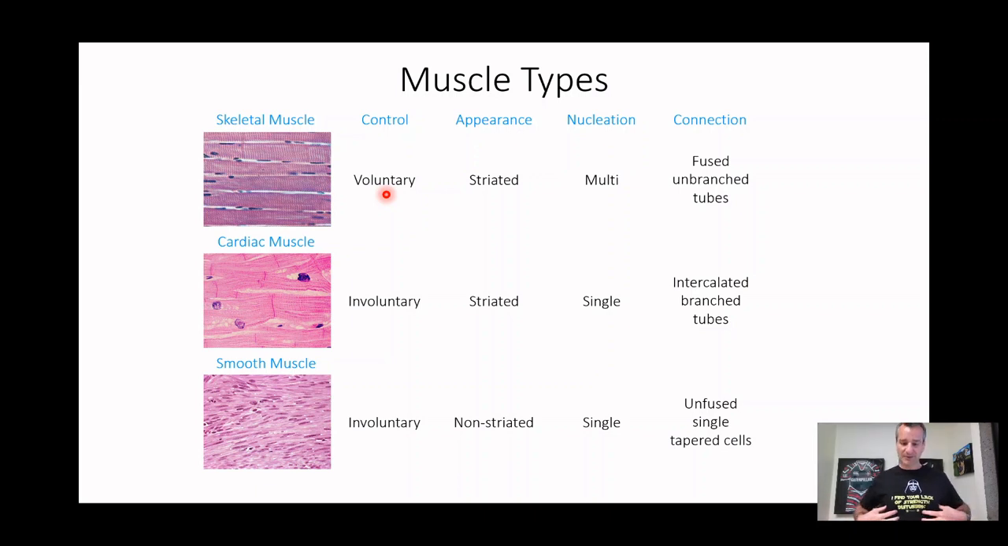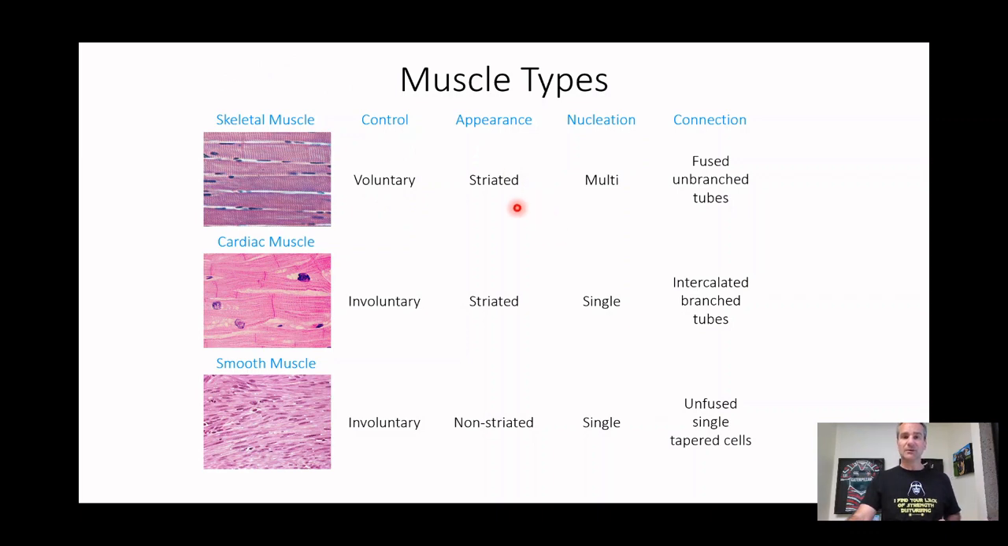Same thing with our breathing muscles, our intercostals and our diaphragm. Those are muscles that work in the background, but if we want to hold our breath, we can stop them from working for a while. So all of these muscles are voluntary.